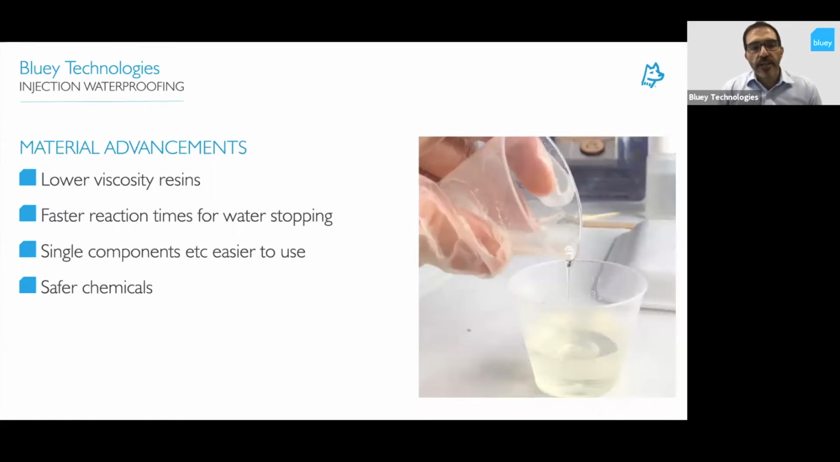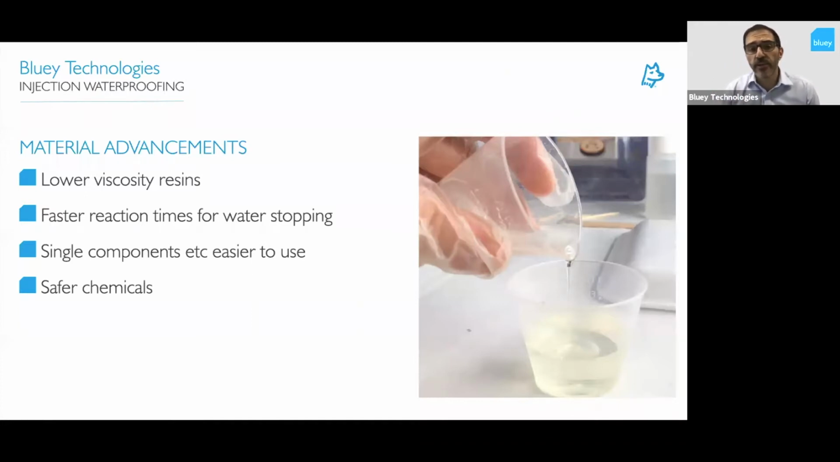Over the years, there have been a lot of advancements in the type of materials that we use. I've been involved in this industry for getting close to 25 to 30 years now, and a few things have definitely changed the way we operate. One of the main things is the lower viscosity of resins available. Now it's not unusual to have a resin with a viscosity of less than 100 centipoise, whereas previously you were dealing with resins that were up around 500 to 1,000 centipoise. It makes them a lot easier to inject now.